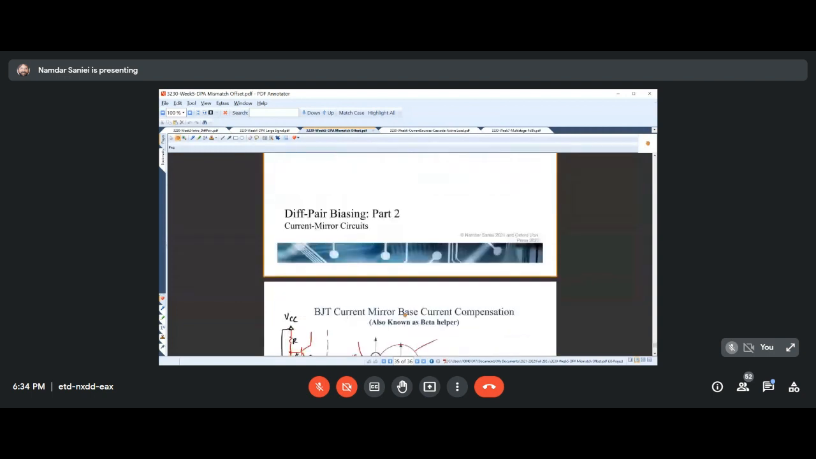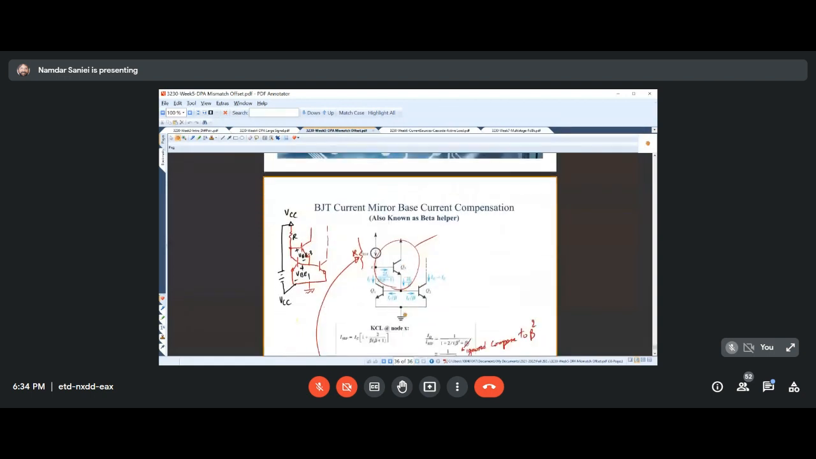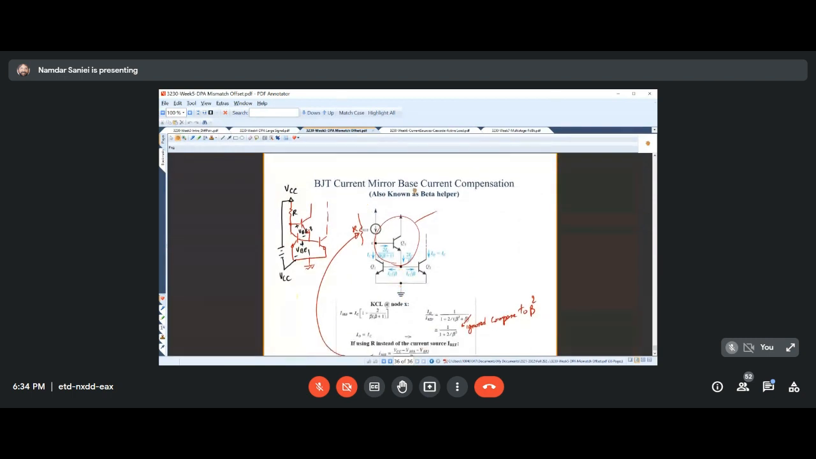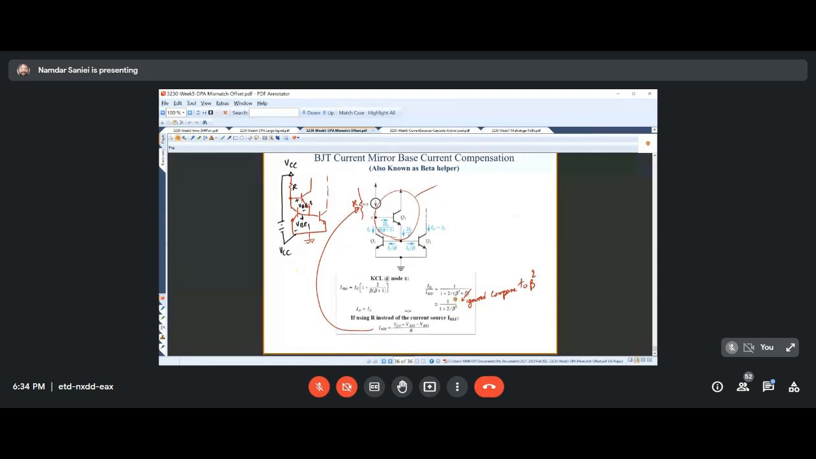Then we tried to improve the situation for the simple current mirror current source by adding a transistor which was called beta helper. It was reducing the amount of current that we were stealing from IREF in order to provide into the bases of Q1 and Q2. So that helped a bit more in reducing the error.